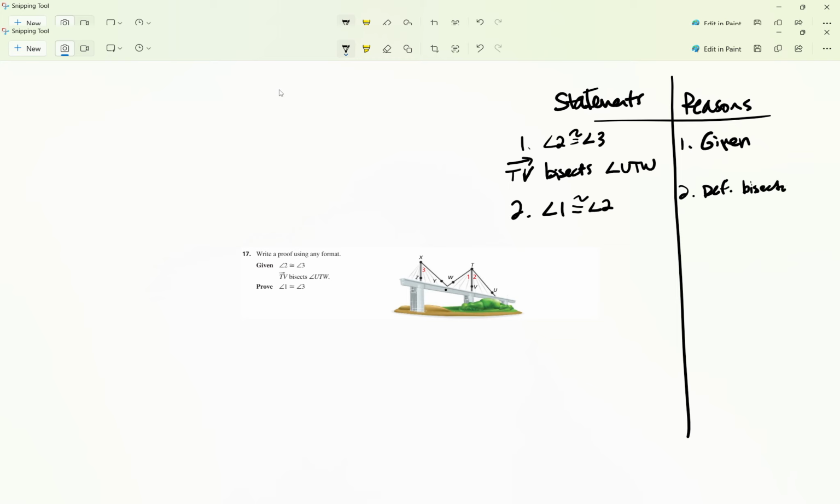You can even just put the definition of bisector. Some of you guys will even just write bisector, and I already know that it's a definition, okay? So here's what our last statement has to be. It has to be angle 1 is congruent to angle 3. Now, we know that angle 1 is congruent to angle 2, and angle 2 is congruent to angle 3. Therefore, angle 1 would have to be congruent to angle 3 through, now we have two options here. This is the transitive property, right? If A equals B and B equals C, then A equals C, right?